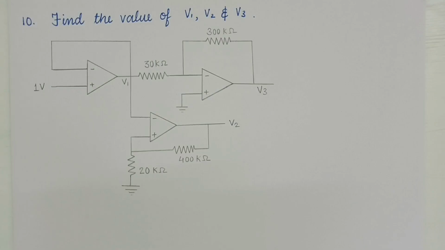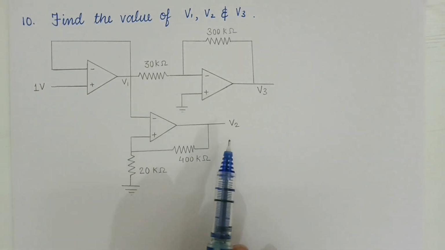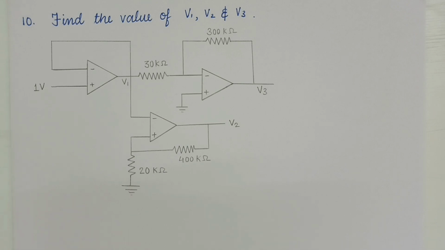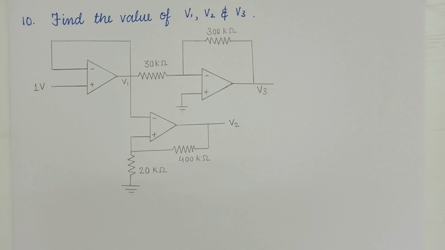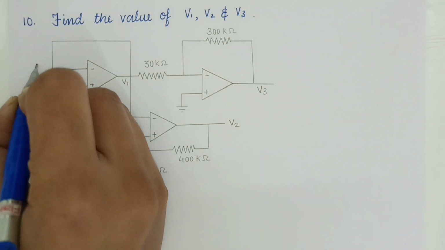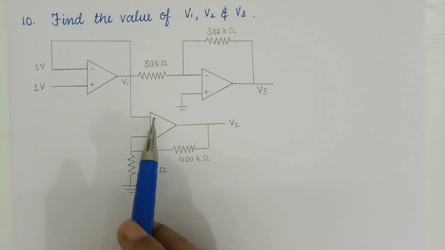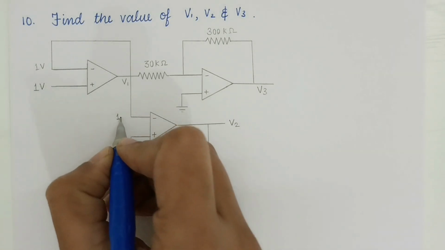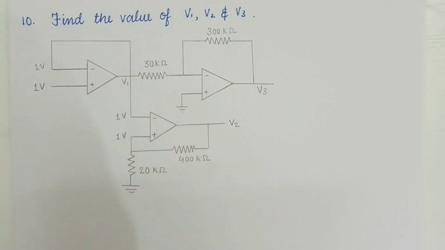So, in this question, we have to find out the values of V1, V2 and V3. So, let's firstly complete this diagram. As you can see, 1 volt is given over here. As you know, with the concept of virtual ground, this is also 1 volt. And this is going to this terminal, so it will also be 1 volt. And similarly, this one is also 1 volt.